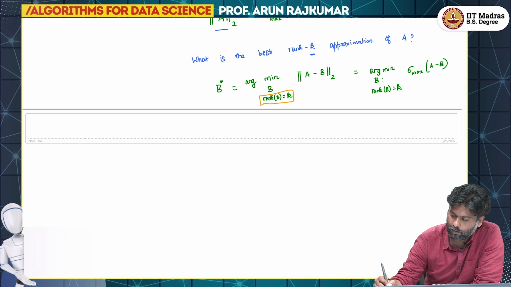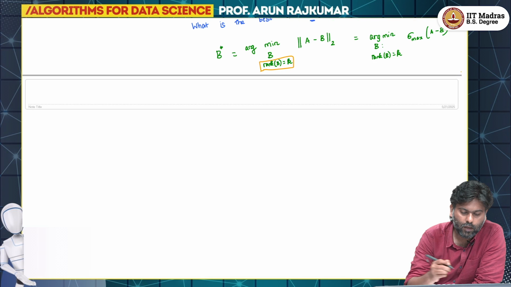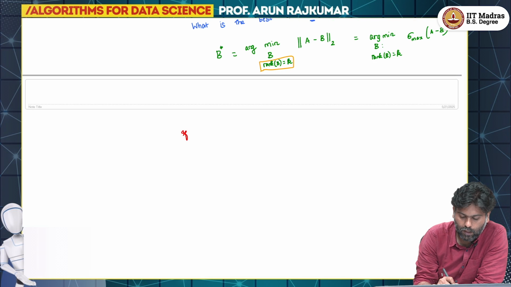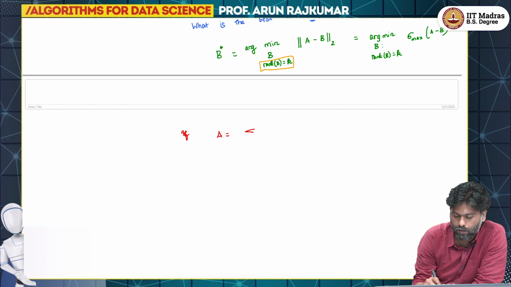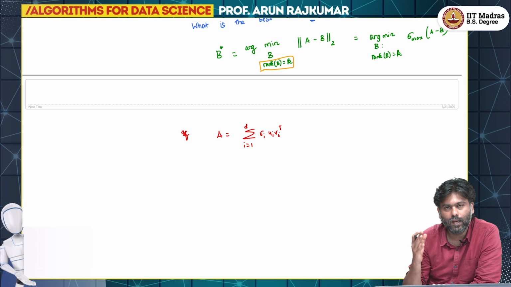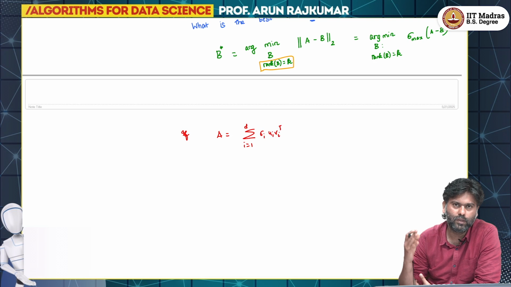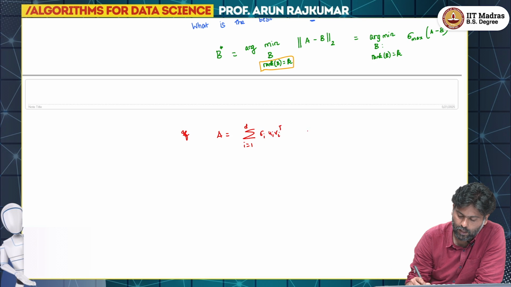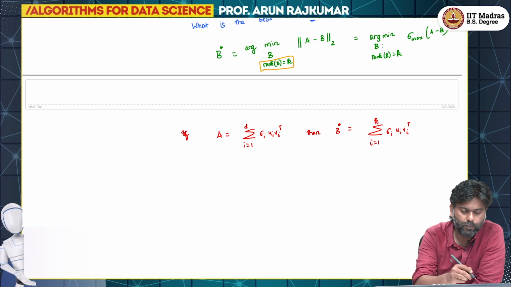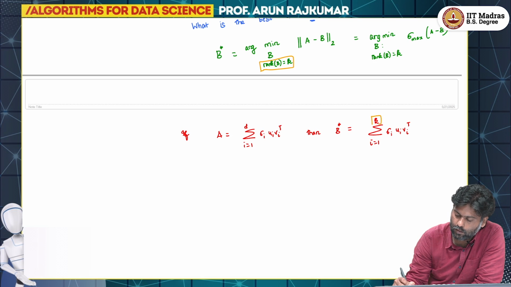So, in fact, B star is just the following. If A equals sum over i equals 1 to D of sigma i ui vi transpose, that is, A's singular value decomposition is U sigma V transpose, then B star is just sum over i equals 1 to k of sigma i ui vi transpose.